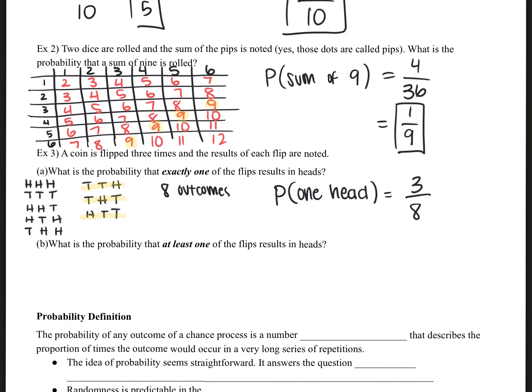Okay. The next question asks, what's the probability that at least one of the flips is heads? So that's the probability of at least 1 head. Out of our 8 outcomes, there's only 1 time that we don't get at least 1 head, and that's when we had 3 tails. So 7 out of 8.